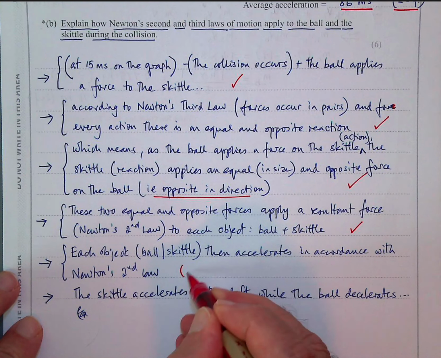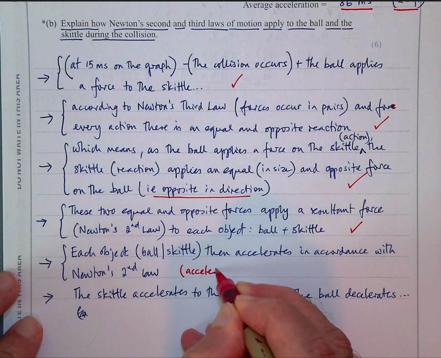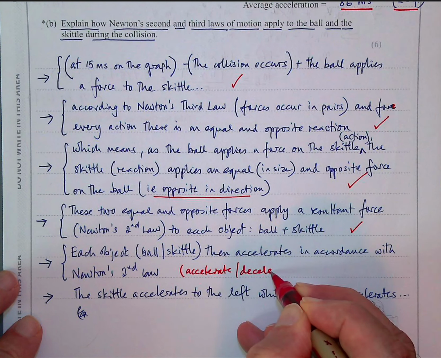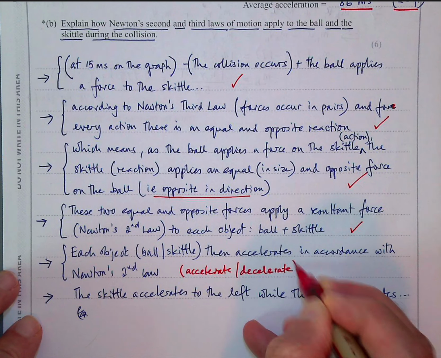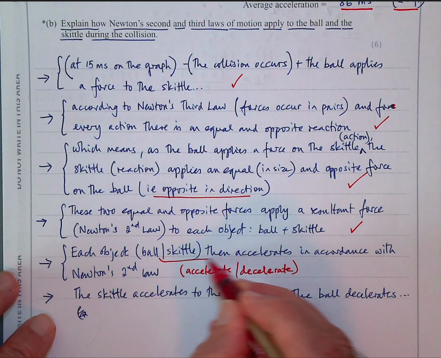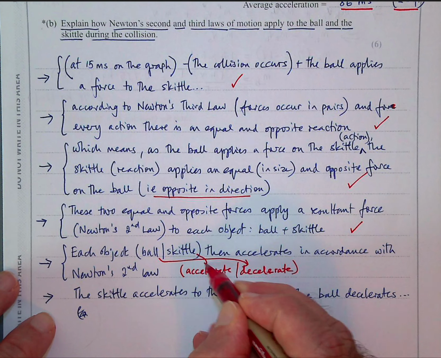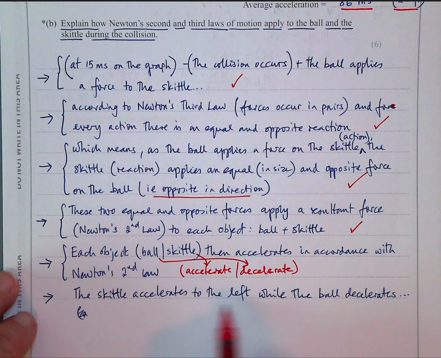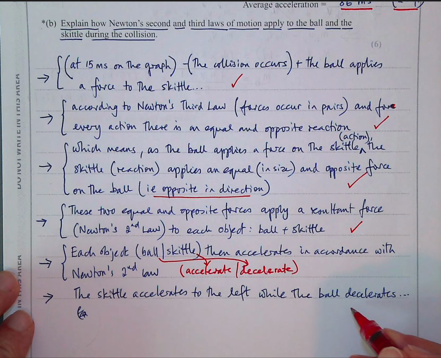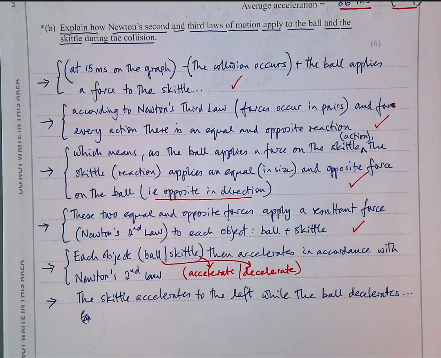So one will accelerate, yeah, and the other one will decelerate. Obviously, the ball is giving momentum to the skittle, so it will lose velocity, it will decelerate. So the ball will decelerate and the skittle will accelerate. The skittle accelerates to the left while the ball decelerates. Obviously, it was still moving to the left, but it will be at a lower velocity. And I think if you put all this in a clear fashion, you will get all 6 marks.